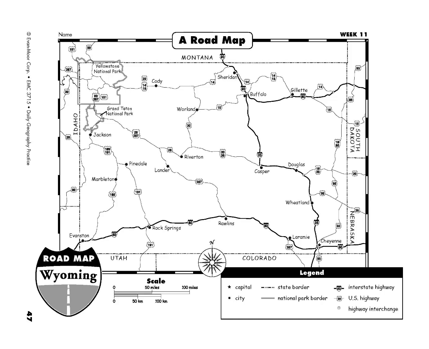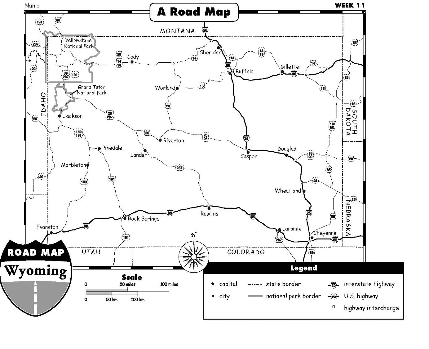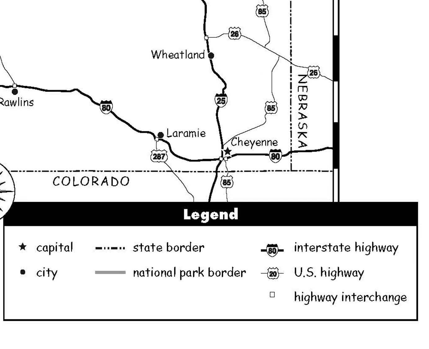This week's map, we are looking at a road map, particularly the state of Wyoming, and using our legend to look specifically at the different highways and interstate highways that are available. If you take a second to look at our legend, you'll see that there is a bunch of information that we can find useful, particularly identifying the capital being the star, a dot representing a city.